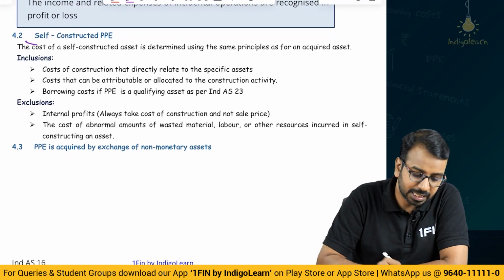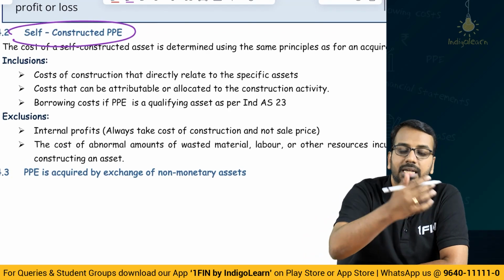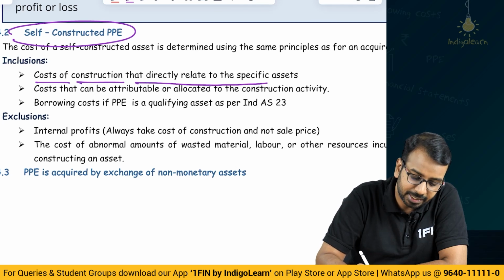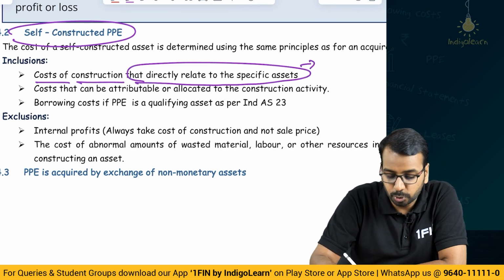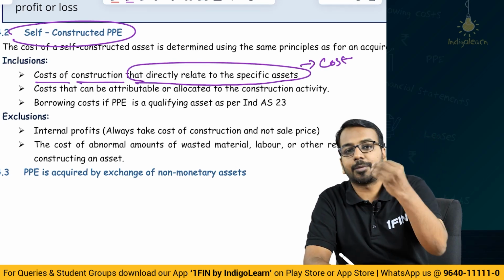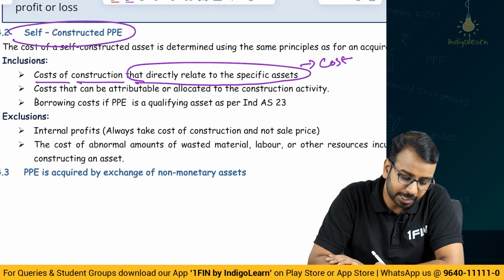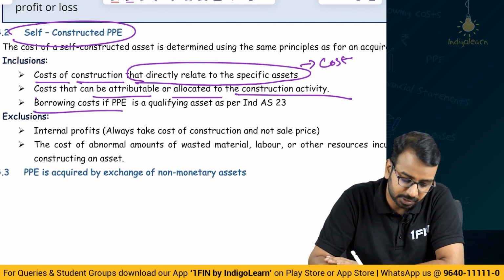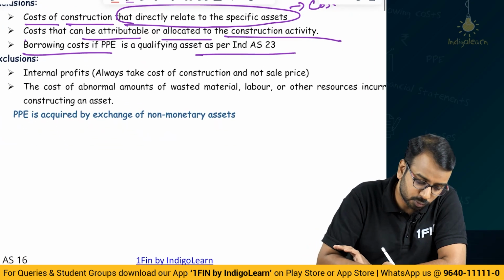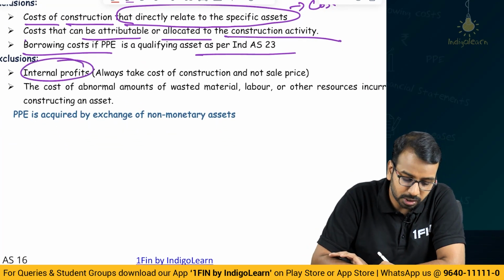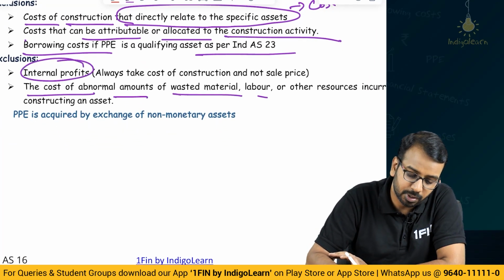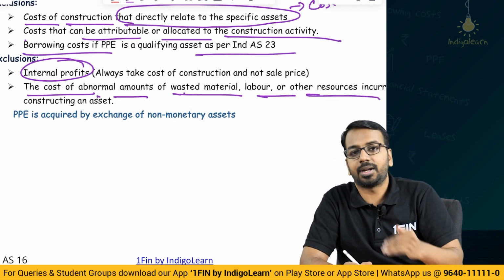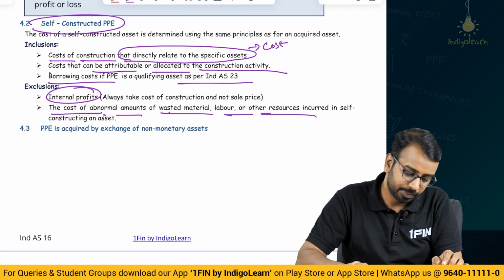Then if it is a self-constructed PPE, apart from the cost that we have discussed above, you will also take the cost of construction that is directly related to the specific asset. Please note, you will take only the cost, you will not add a profit element to it. Cost that can be attributable or allocated to the construction activity, and borrowing cost if it is a qualifying asset. You will not take, as I told you, profits and the cost of abnormal amount of wasted material, labor or other resources. So even in inventory, abnormal amount of wasted material, labor and resources are excluded.